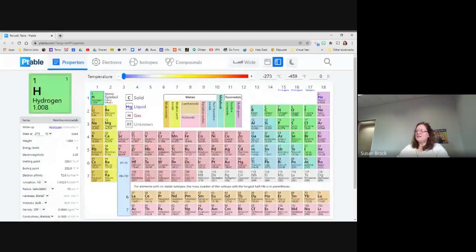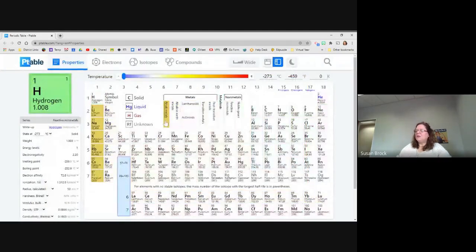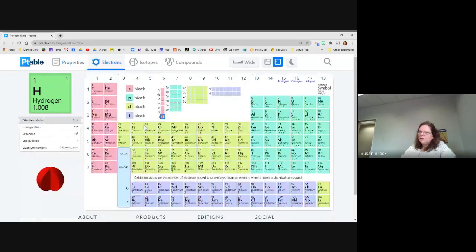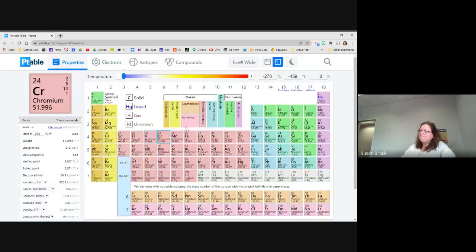All right, so these are the alkali metals. Okay, they act a certain way because of their electron arrangement. Okay, let's look at this. Nope. All right, that is not what I had hoped would happen. All right, let's go back to this.